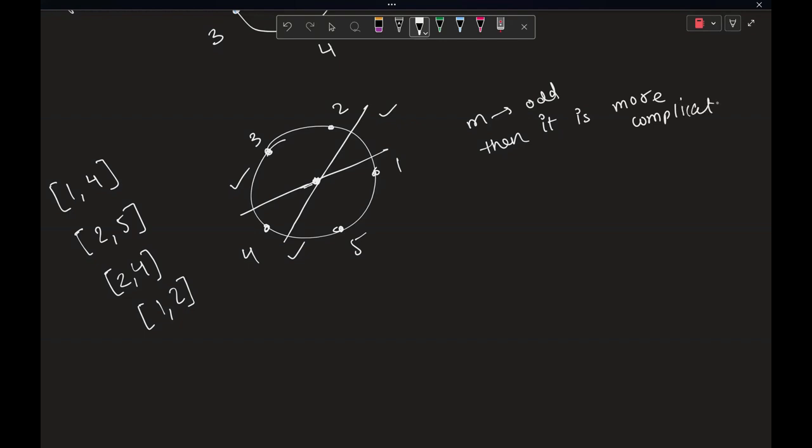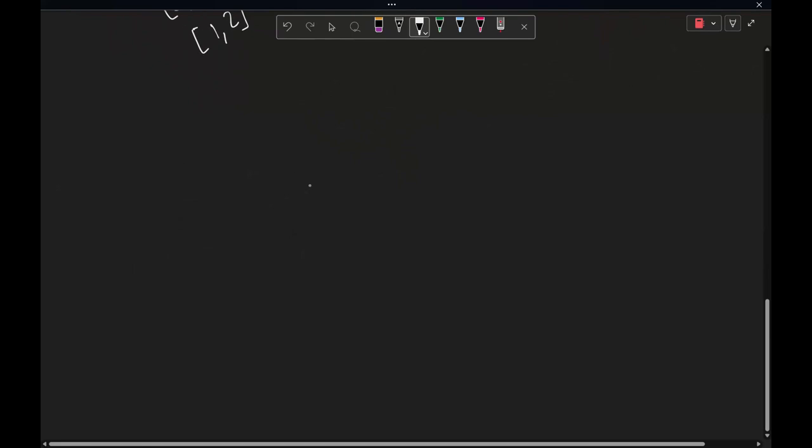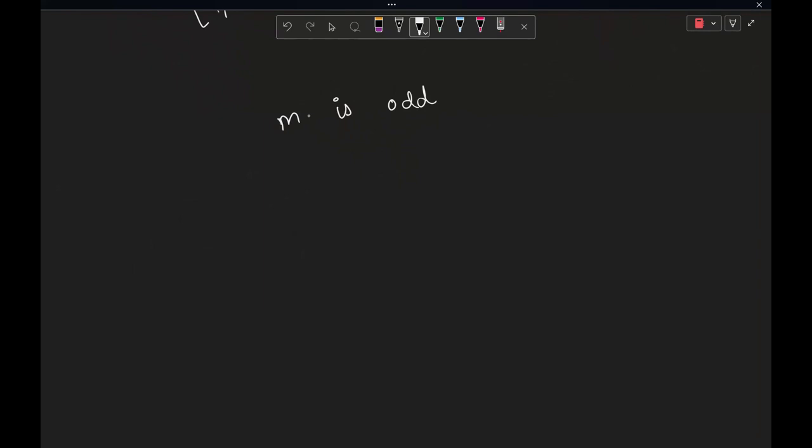But unfortunately, I will have to solve it if I want to submit the problem. But for now, we will consider only m as even. Let's try to first of all solve the problem when n is even. Sorry, n is even. I've written it odd by mistake.